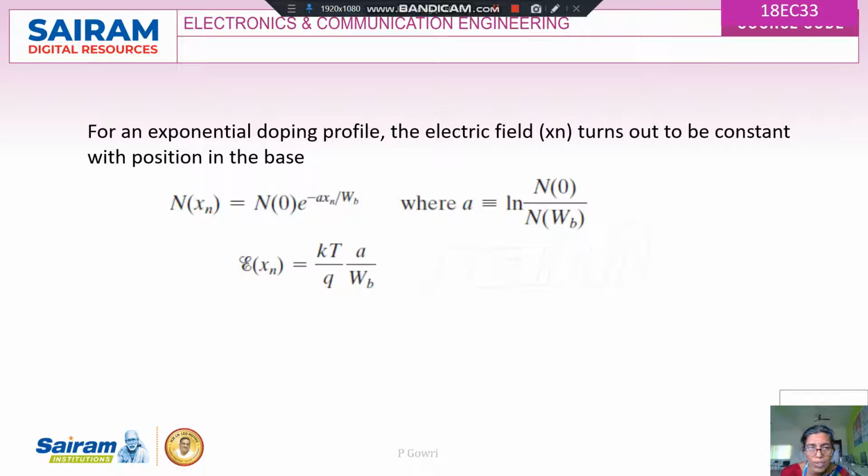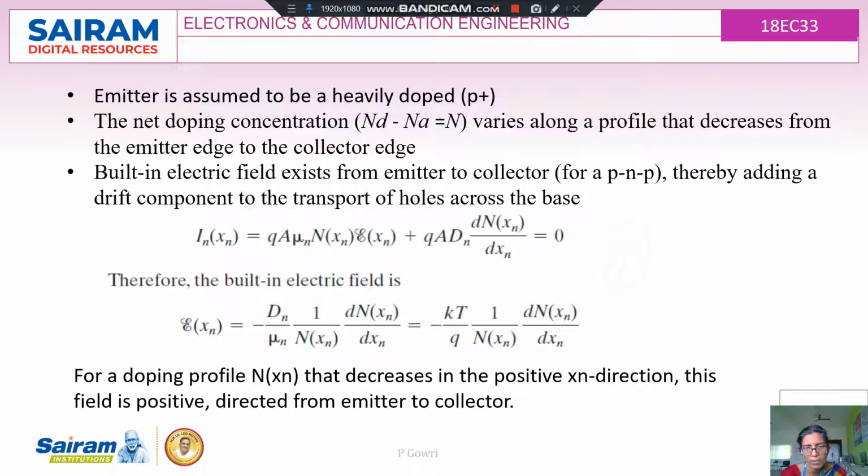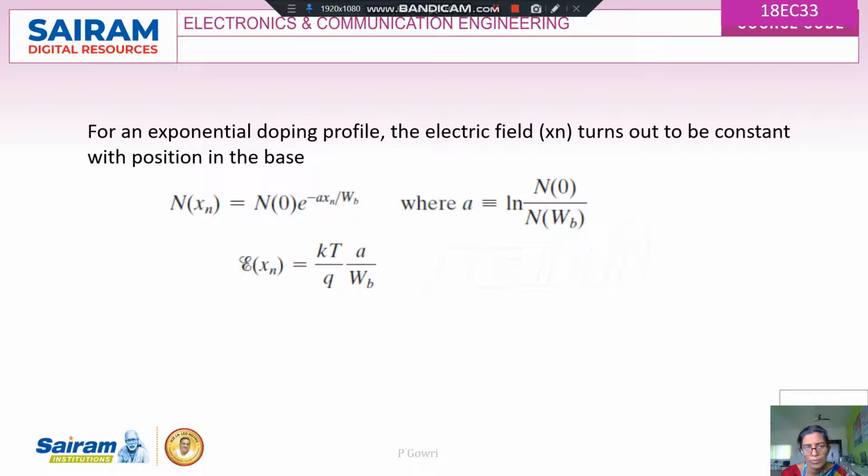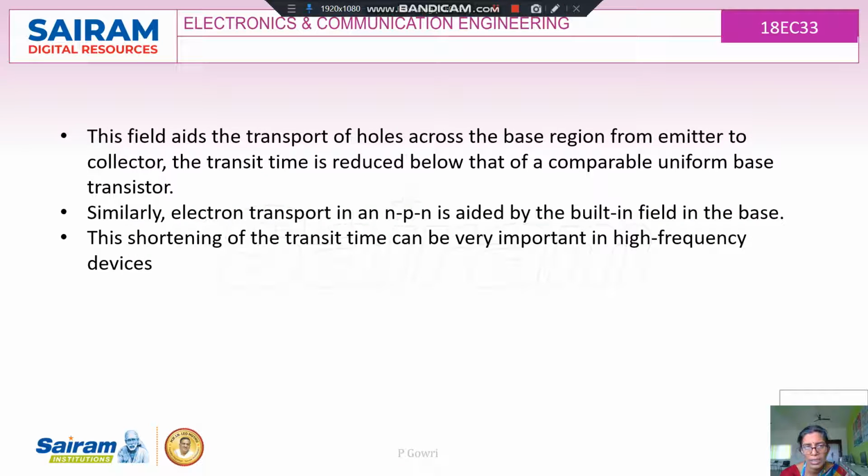So for an exponential doping profile, the electric field will be constant. And when we solve this equation, we can find that the n of xn will be given as n of 0 into e power minus a xn by wn. And so the electric field developed will be kT by q into a divided by wb. So the electric field which is generated will be found to be constant.